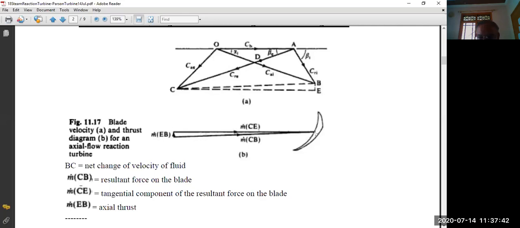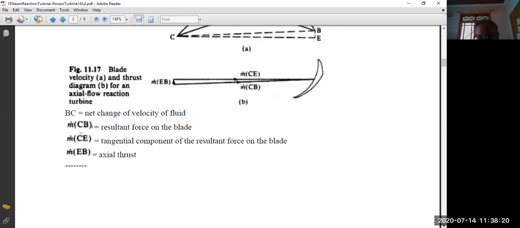CE is horizontal, directly impacting on the blade, and CB is making an angle. CE is horizontal, and CB is making an angle. So, aside that, CB is the resultant of EB and CE. So, here, mass flow rate multiplied by velocity, this is rate of change of momentum. So, rate of change of momentum is actually force, which is called thrust. So resultant thrust can be calculated from this diagram.